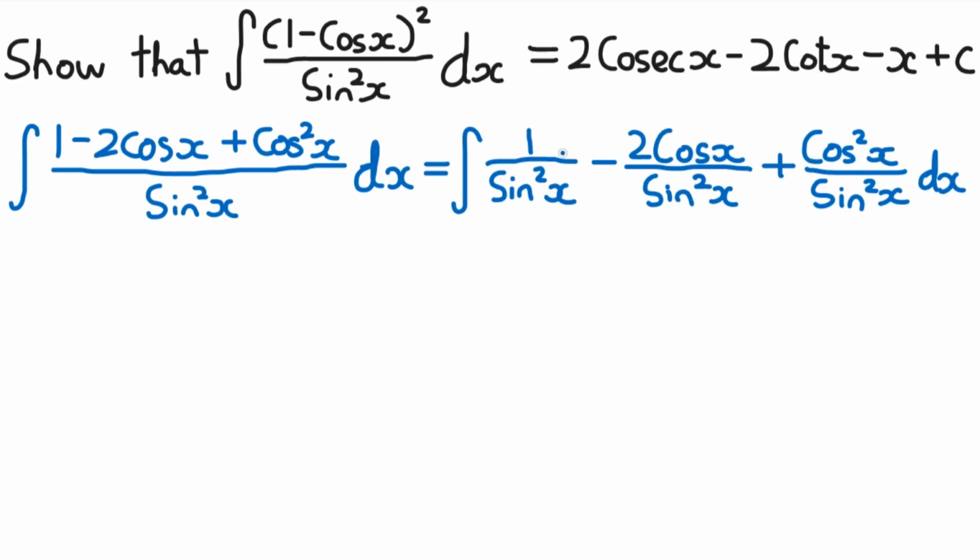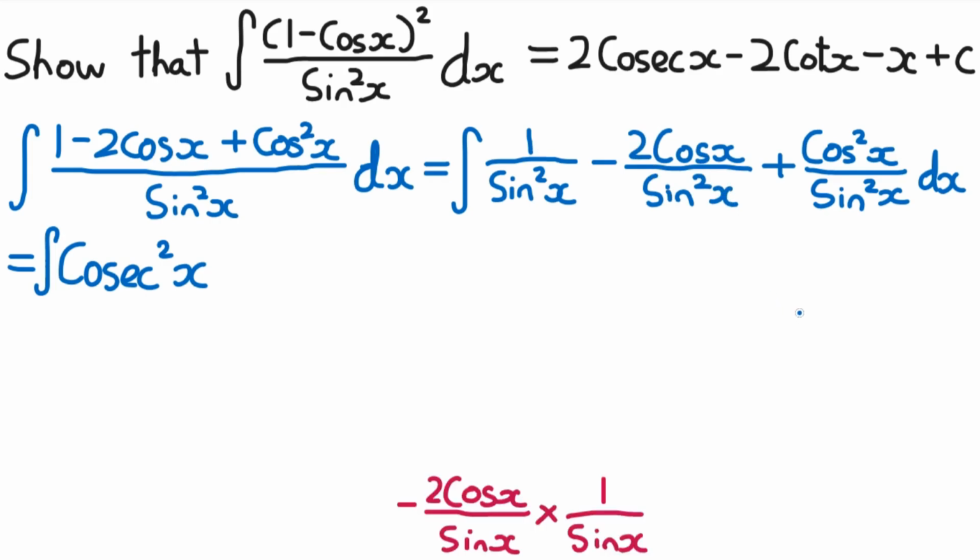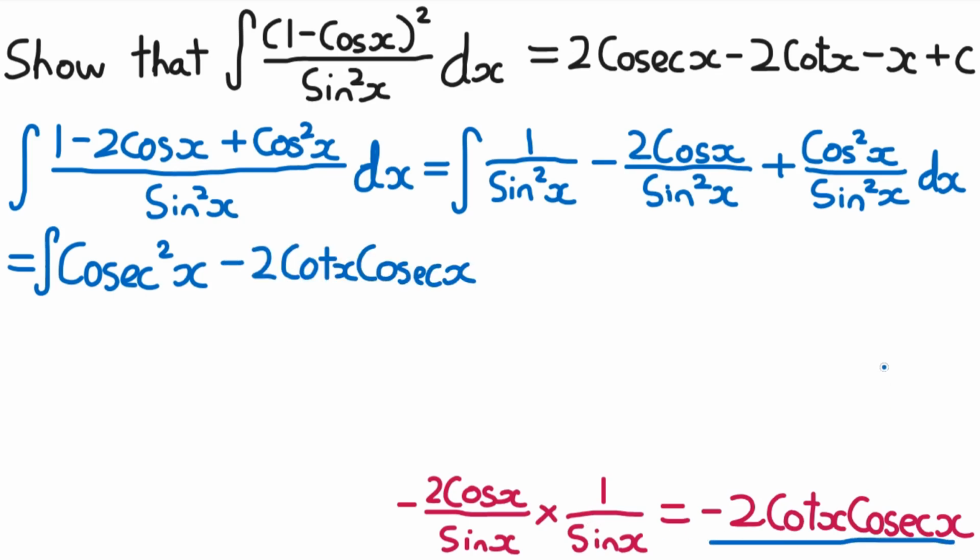And we can simplify this further because 1 over sin squared of x is equivalent to cosec squared of x, and then this minus 2 cos of x over sin squared of x, well, we can split up this fraction, so it becomes minus 2 cos of x over sin of x times 1 over sin of x, and then cos of x over sin of x is cot x, and 1 over sin x is cosec of x, so we can write this as minus 2 cot x cosec of x, and then this cos squared of x over sin squared of x is equivalent to cot squared of x.